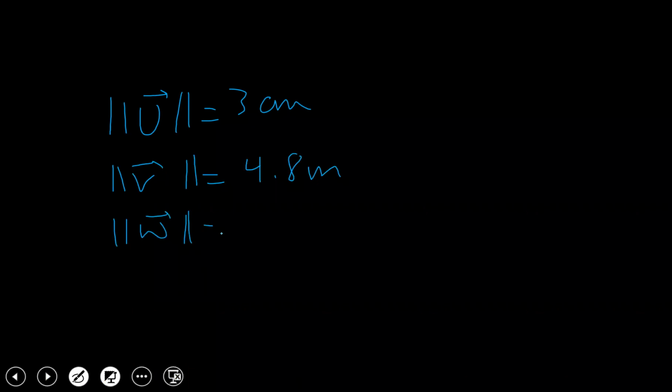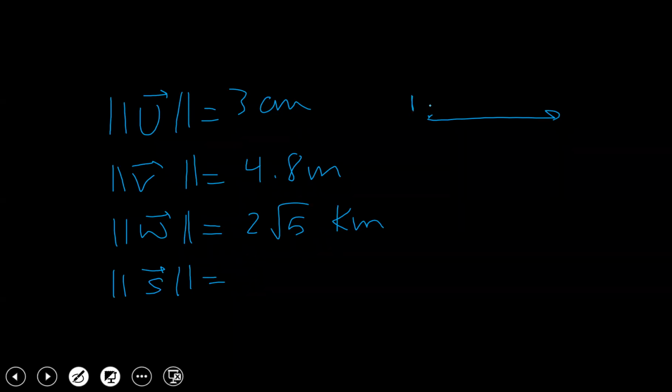Sometimes the magnitude of the vector may be equal to 3 centimeters, for example. Another vector, for example, its magnitude will be 4.8 meters, let's say. Suppose that you have a vector W, which is equal to 2 radical 5 kilometers. Another vector, for example S, its magnitude means the distance that separates the origin of the vector from its ending point. Every vector has an origin and an ending point. So if this vector, I call it S, for example, has a magnitude, which is the distance from this point to this point, suppose that this distance is equal to 3 pi miles. Any unit of distance. Okay. Now, neither of these vectors is a unit vector.